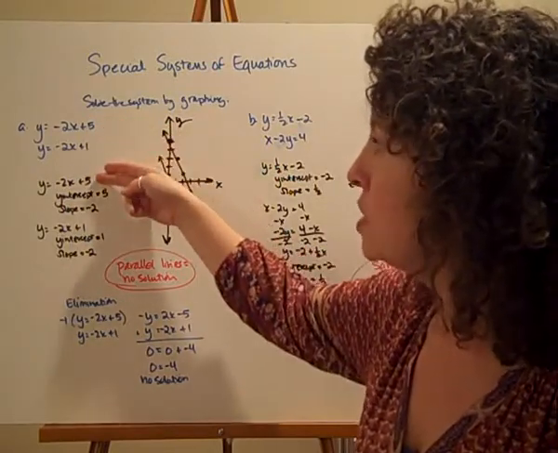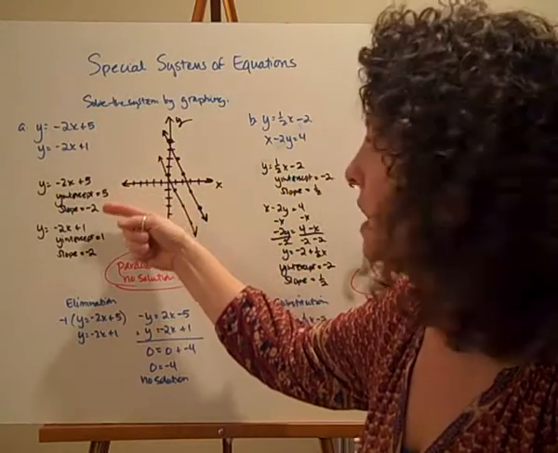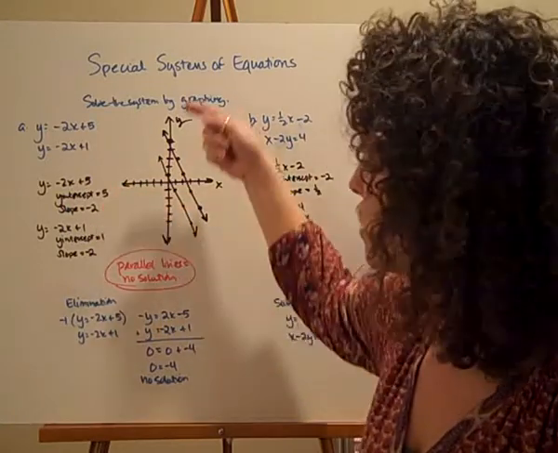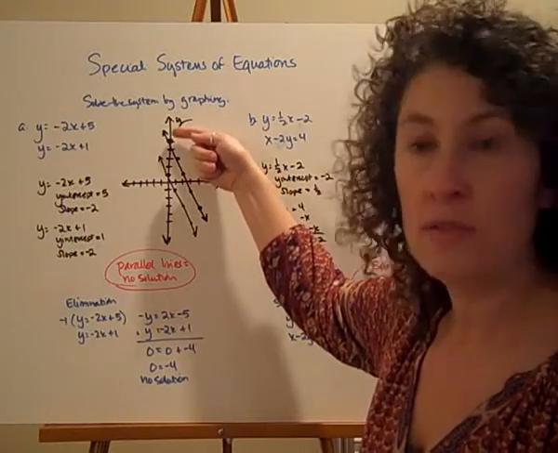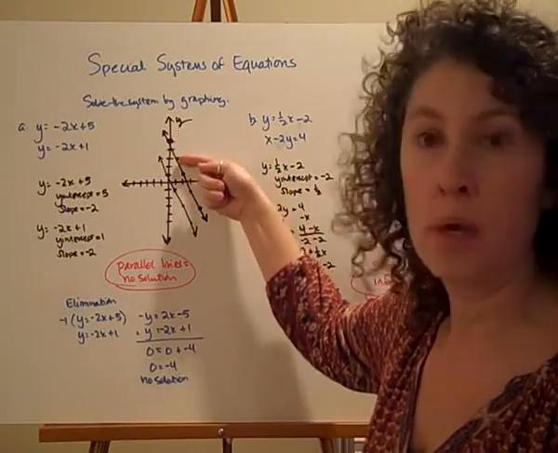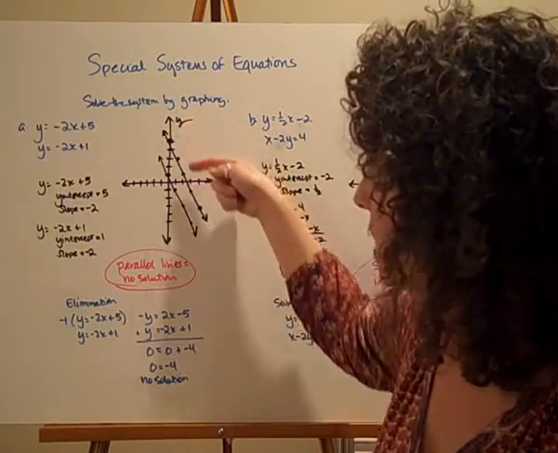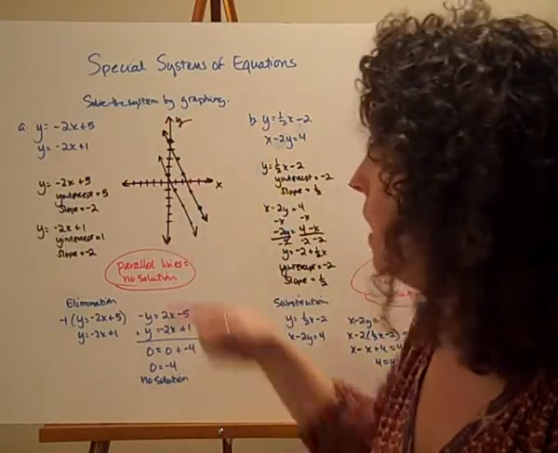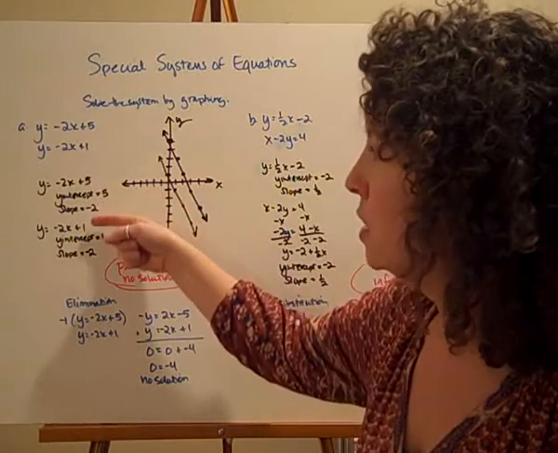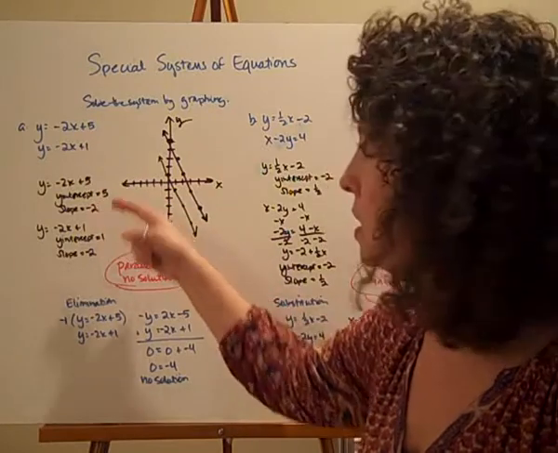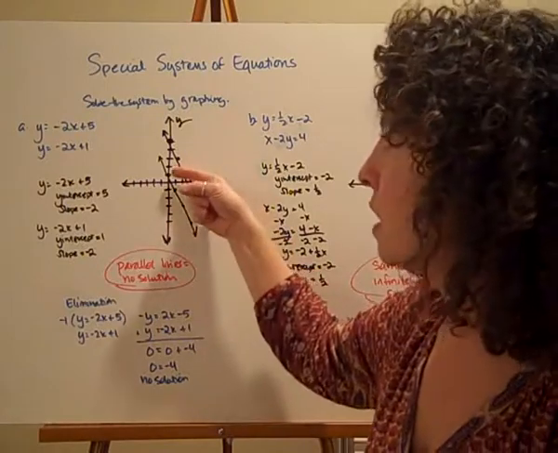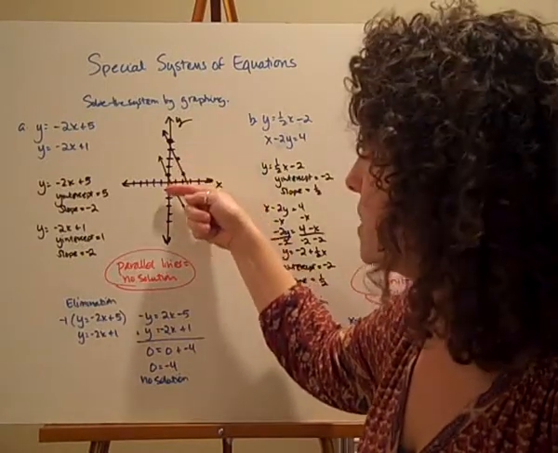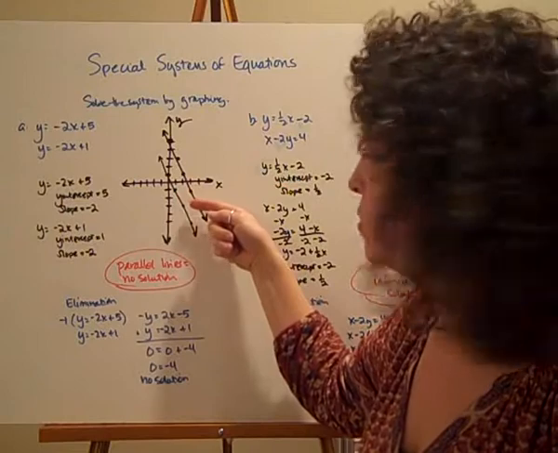So my first equation, the y-intercept is 5, and the slope is a negative 2. So I'm going to graph a positive 5 on my y-axis, and a slope of negative 2. So I'm going to go down 2 and right 1, down 2 and right 1, and here's my line. I'm going to graph the second equation, which is y equals negative 2x plus 1. That has a y-intercept of 1 and a slope of negative 2. So I'm going to start here on the y-axis at 1, and I'm going to go down 2 and right 1, down 2 and right 1.